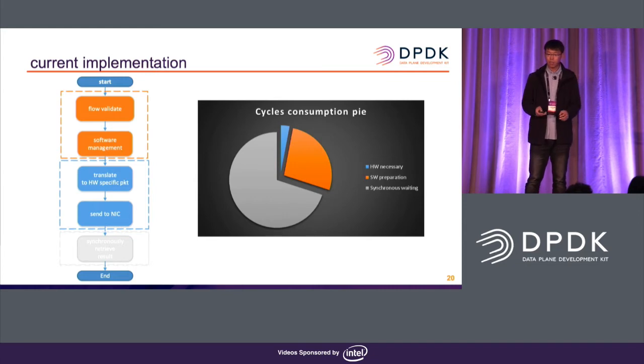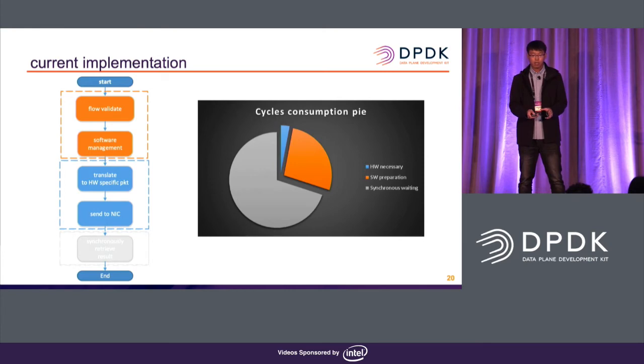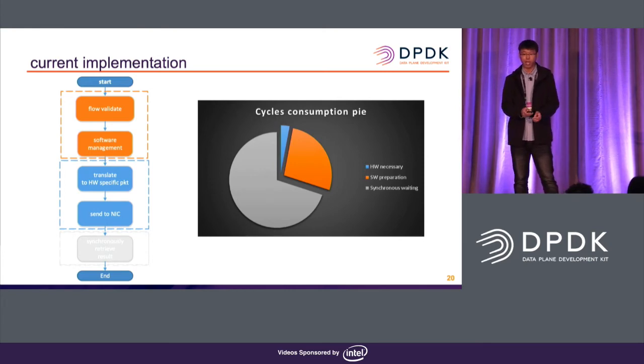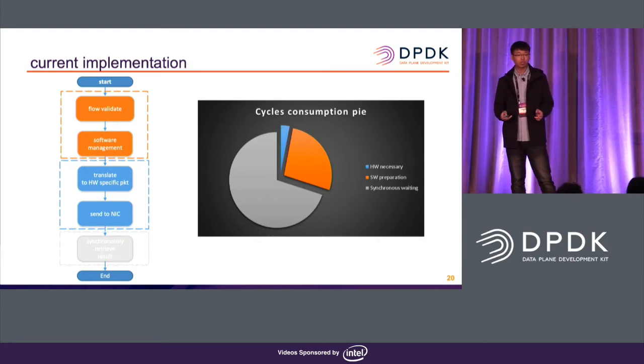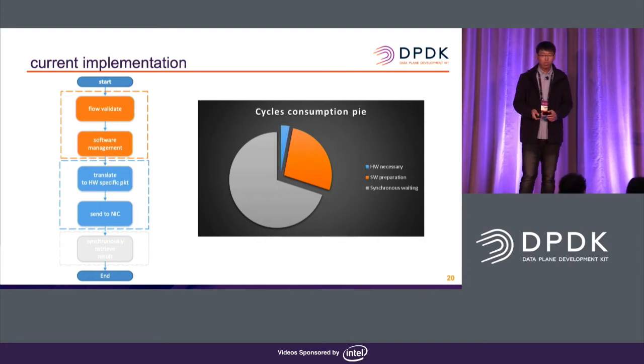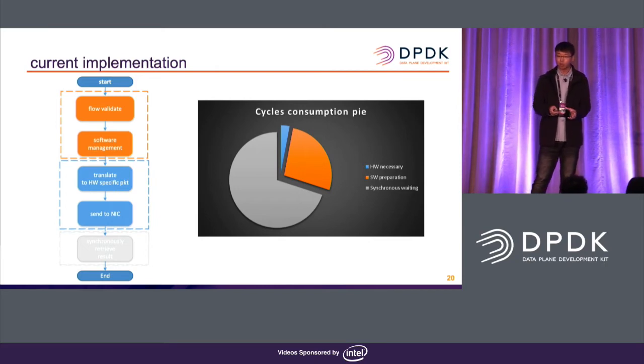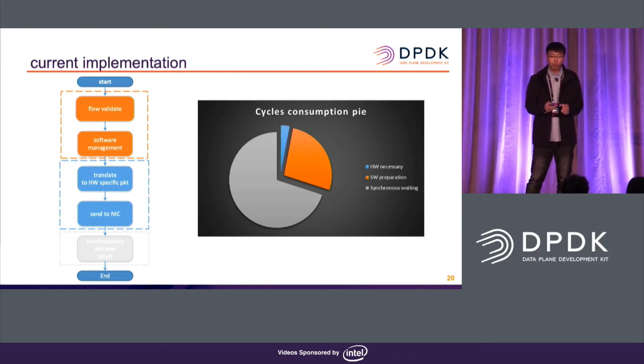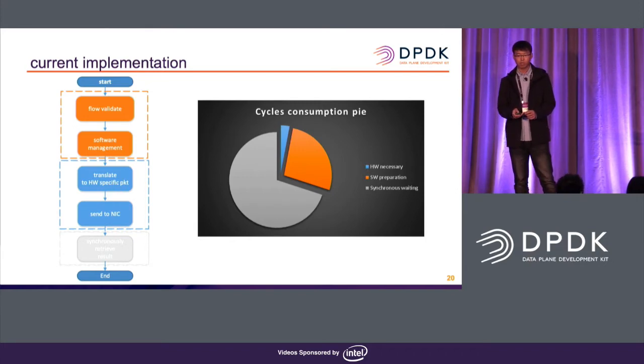Okay, here's the cycles consumption pie. We can see that the synchronous waiting takes most of the time. So it is clear what to investigate. Is the synchronous waiting a must? Is it possible to change it to asynchronous? And how do we minimize the software preparation time so that we can achieve the hardware's highest update rate? So let's take them one by one.